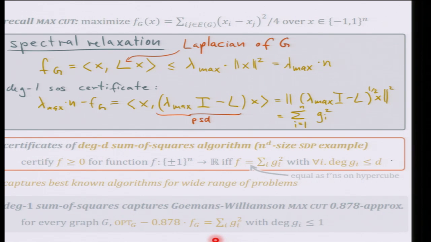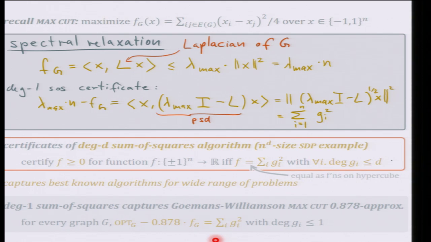Recall that the objective function for maxcut is a quadratic form. Often, this matrix is called the Laplacian, and so one way to upper bound this quadratic form is to upper bound it in terms of the largest eigenvalue. Then you get an upper bound of lambda max times n, where n is just the norm of the vectors that we talk about here.